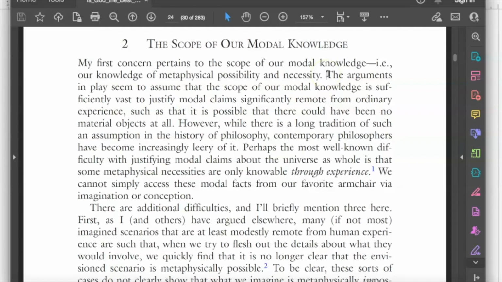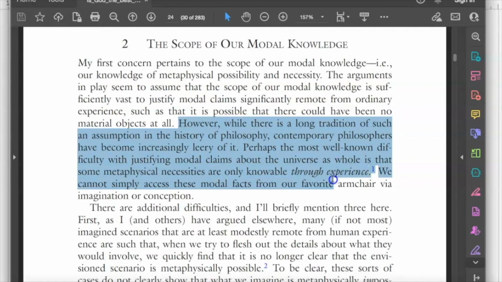Now, especially in the past, philosophers have assumed that the scope of our modal knowledge is sufficiently vast to justify modal claims that are significantly remote from ordinary experience, such as that it's possible that there could have been no material objects at all. But while there is a long tradition of such an assumption in the history of philosophy, contemporary philosophers have become increasingly leery of it. Perhaps the most well-known difficulty with justifying modal claims about the universe as a whole is that some metaphysical necessities are only knowable through experience. We cannot simply access these modal facts from our favorite armchair via imagination or conception.